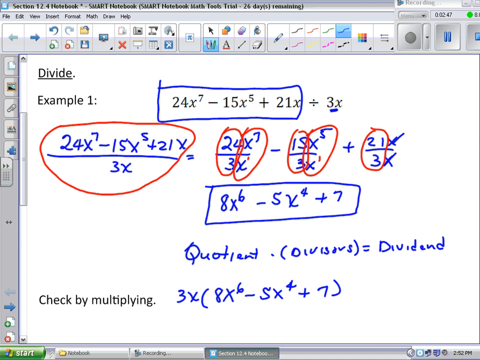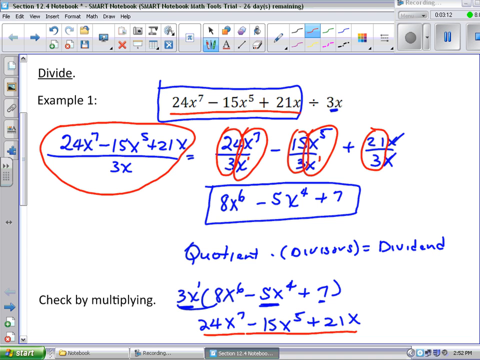So let's multiply. 3 times 8 would be 24. x to the 1 times x to the 6 would be x to the seventh. 3x times negative 5x to the fourth would be negative 15x to the fifth. And 3x times 7 would be plus 21x. Now let's check and see if this matches with this. It does, and so we know we have the correct answer here.